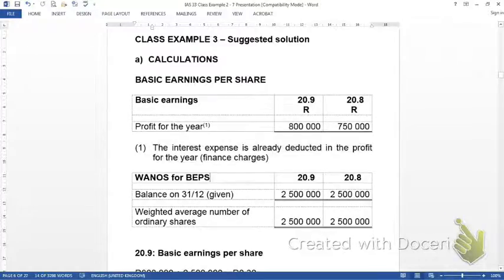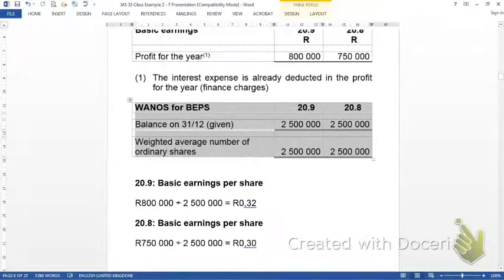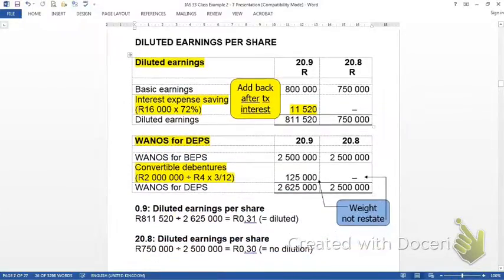Then calculate the weighted average number of shares for the basic EPS. And as you can see there, there are no adjustments, so we can take the number of shares as was issued at the year end. We use these figures to calculate the 32 cents as basic earnings per share for 20.9 as well as the 30 cents for 20.8. After you've calculated this, you must now go and calculate diluted earnings per share.